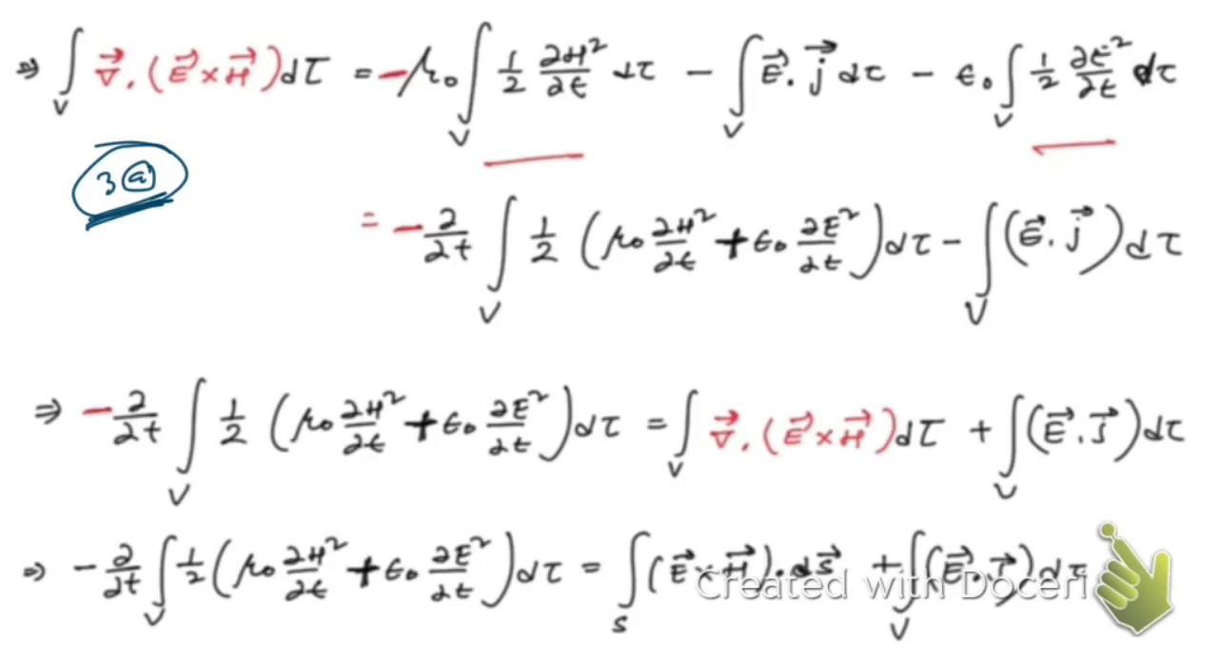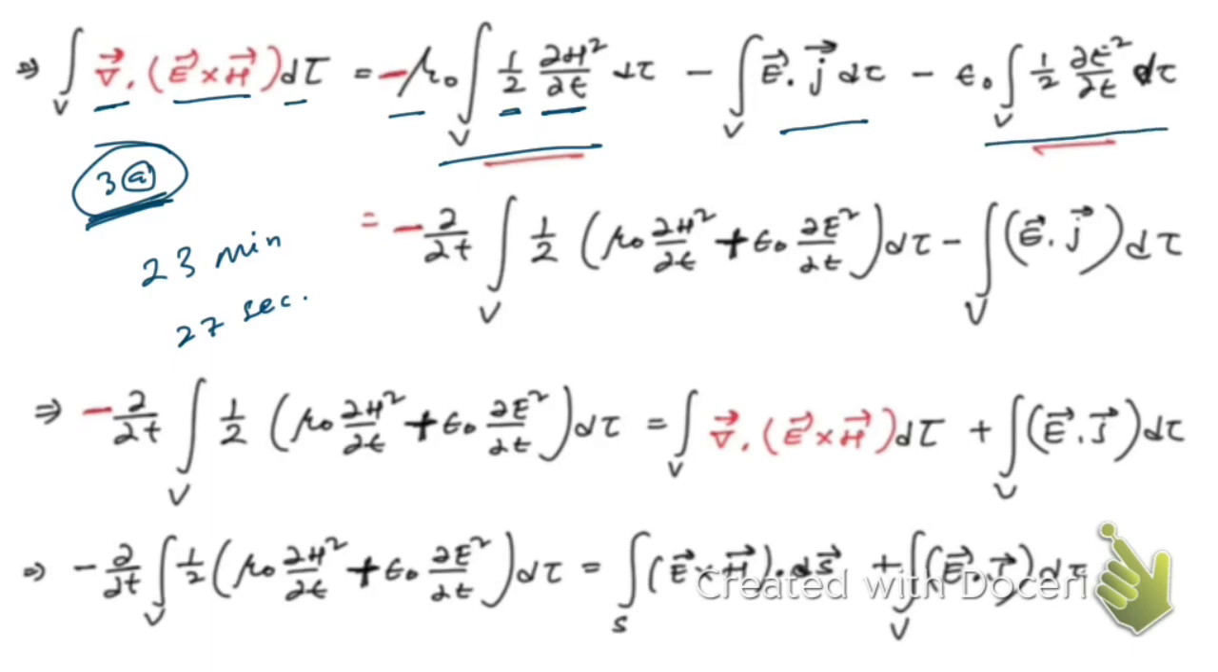After 23 minutes 27 seconds, you will get this step: the volume integration of del dot E cross H d tau equals minus mu naught volume integration of half partial derivative of H square with respect to t, then again volume integration of E dot J d tau, minus epsilon naught volume integration of half partial derivative of E square with respect to t. So that's what you will get.